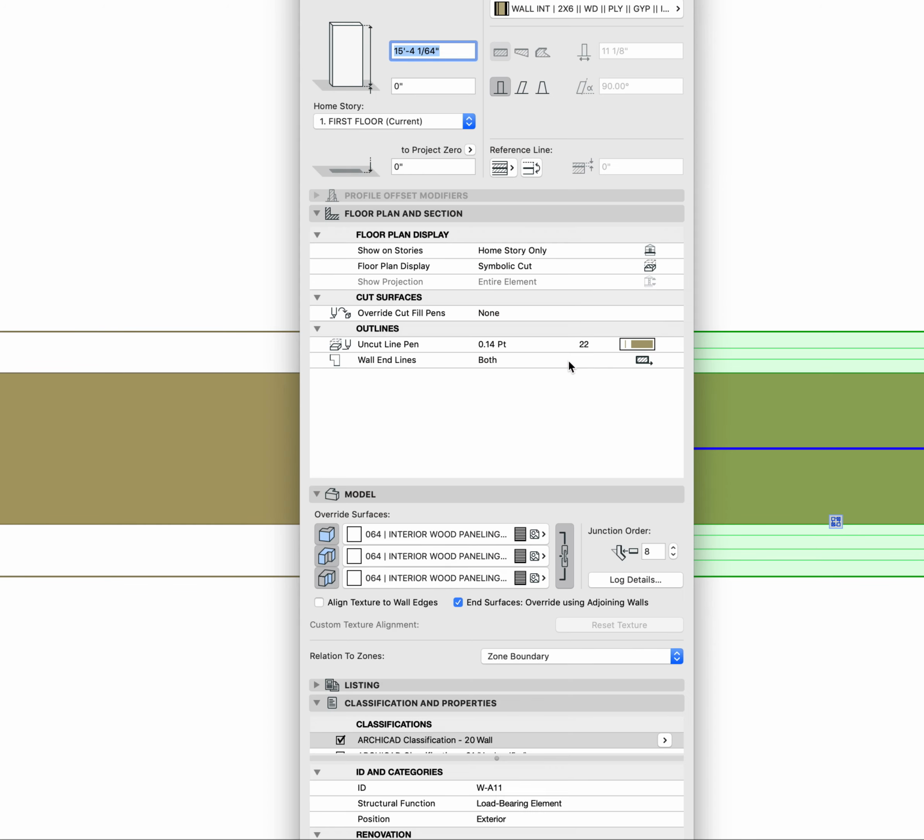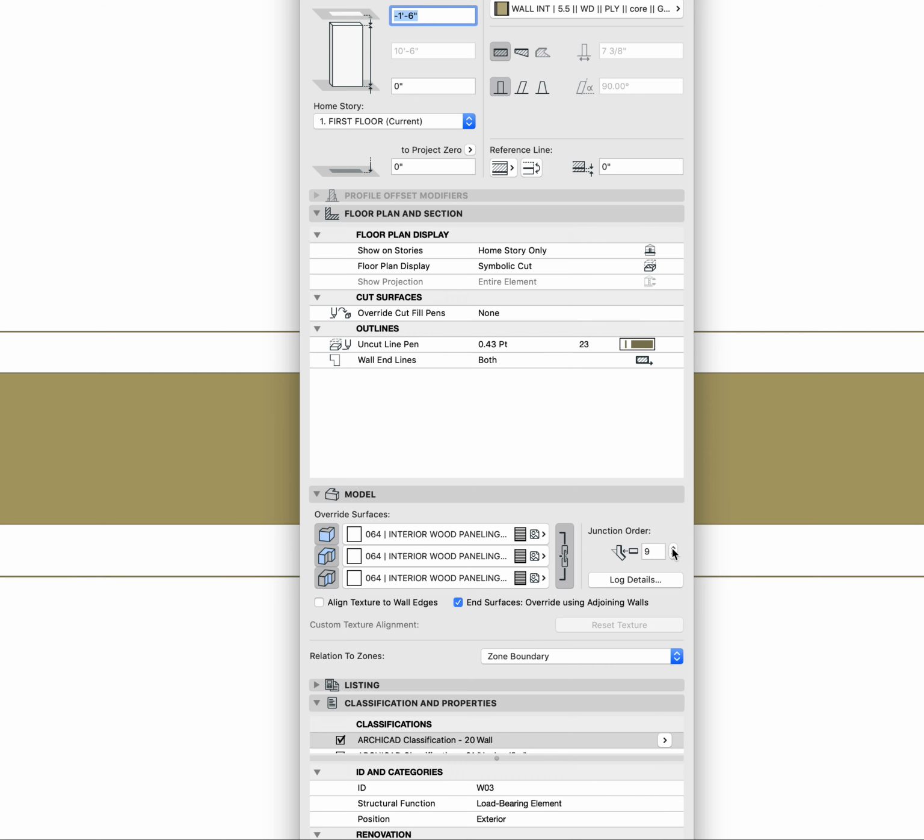This wall does have a reference line already showing at the inside face of this core. And we can see that these two are running through. If we take a look individually at the junction order, this is 8, this is 8, and this is 8. So they should all be joining at the same time, but because of the reference line relationships, it's going to join these two first. So one thing we could try to do is to say that we're going to bump this up so it intersects before the others, and you see that that now cuts in that way.